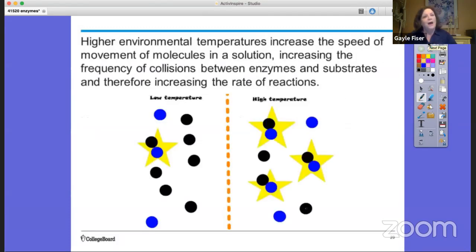And that is a negative feedback mechanism to maintain homeostasis that could happen. All right, so higher environmental temperatures increase the speed of movement of molecules in a solution, increasing the frequency of collisions between enzymes and substrates, and therefore increasing the rate of reaction. So this is my attempt to show that at low temperature, we have low collisions because the molecules aren't moving as fast as they would be at a higher temperature. So more collisions can happen, so the rate of reactions can then increase.